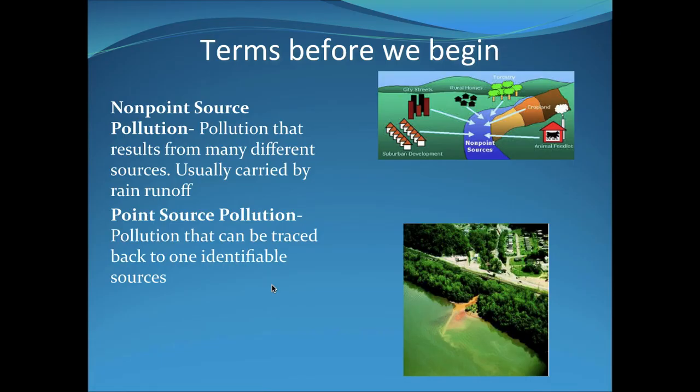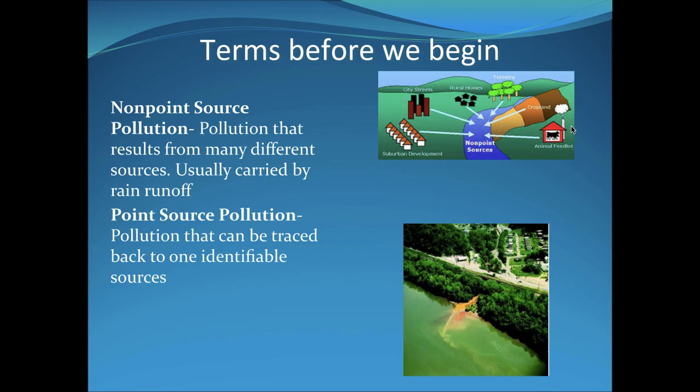All right. So now we are finished with that chart, so you can just write these down as you please. All right. You need to know the difference between non-point source pollution and point source pollution. Non-point, there's no point. There's no one spot where the pollution comes from. It's non-point source pollution, pollution that results from many different sources, usually carried by runoff. So non-point and runoff go together.